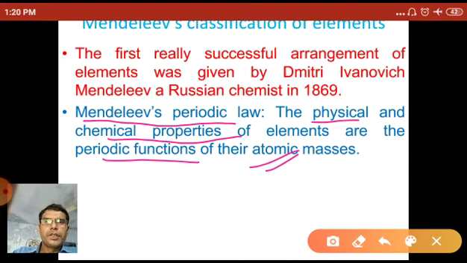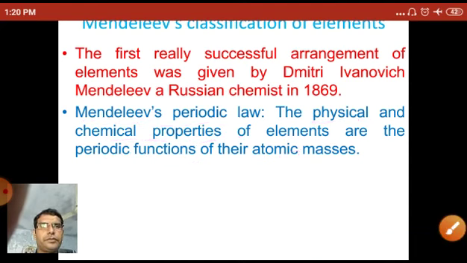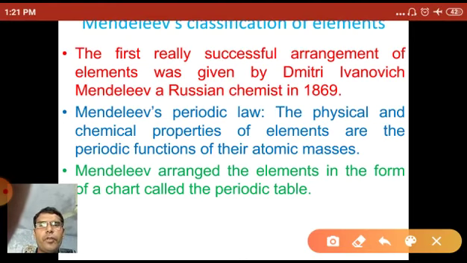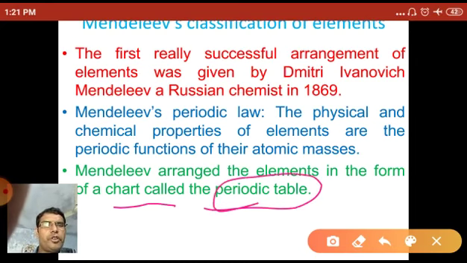That means the physical and chemical properties of elements depend on the atomic masses. When the elements are arranged according to their increasing atomic masses, the similar physical and chemical properties of the elements are repeated after particular intervals. So Mendeleev arranged the elements in the form of a chart, and that chart is called the periodic table.